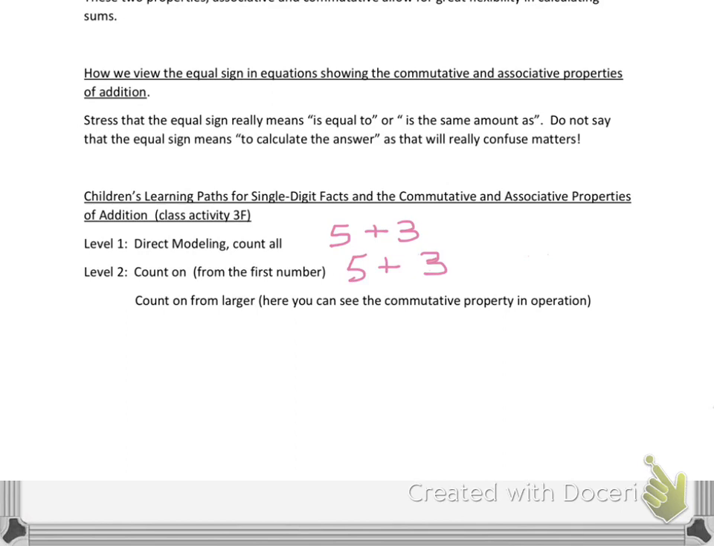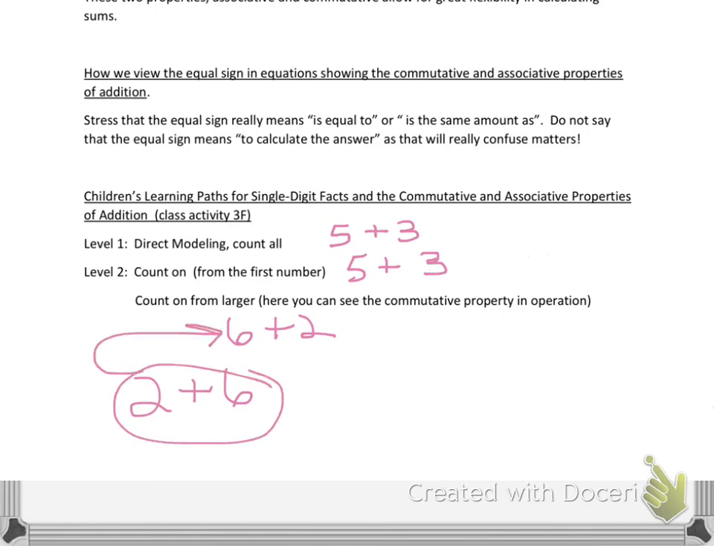A slightly more sophisticated way to do it: let's say you had 6 plus 2, but it was presented to you as 2 plus 6 initially. If the child understands the commutative property, they can say, oh, this is equivalent to this. That would let them count on from a larger number. Start with 6 and add 2. That would be a more efficient process, and it would be recognition of the commutative property as well. So that's levels 1 and 2, and then we'll do level 3 on the next slide.